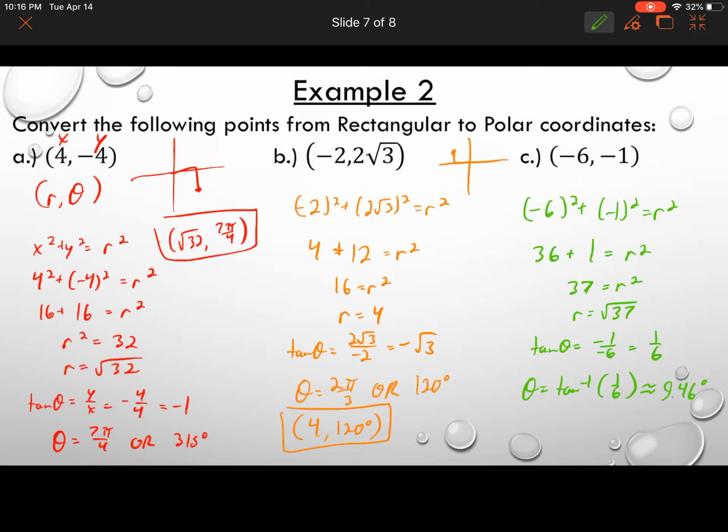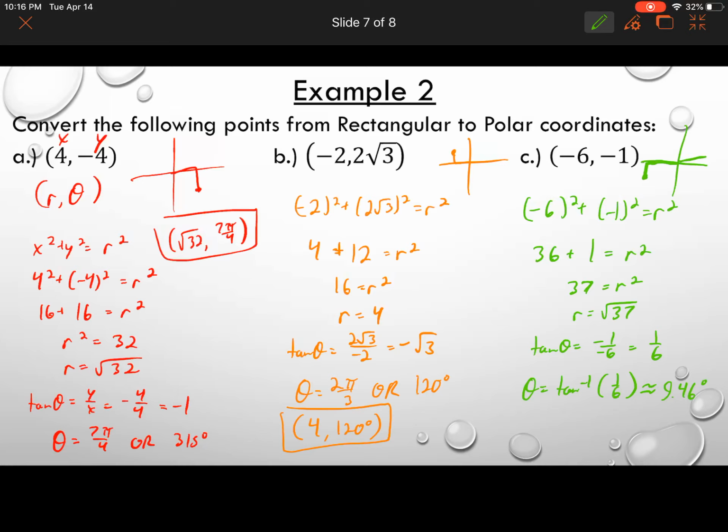But there's a problem. This 9.46 degrees is not in the correct quadrant. How do I know? Well, think about it. Negative 6 comma negative 1. If you were to graph that, that means you would be going left 6 down 1. So left 6 down 1, that's in quadrant 3. Our angle is in quadrant 1. So how do we make sure it's in the correct quadrant?